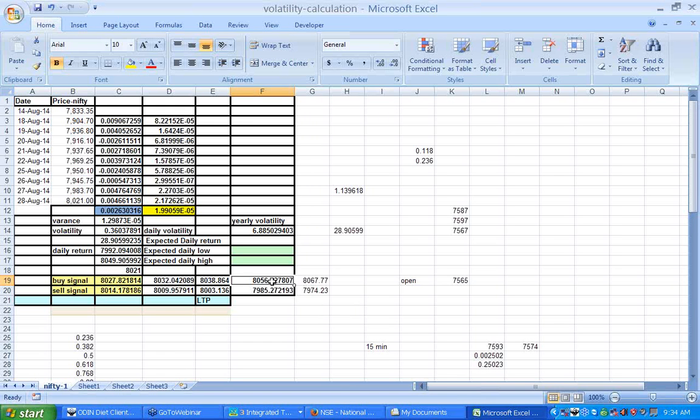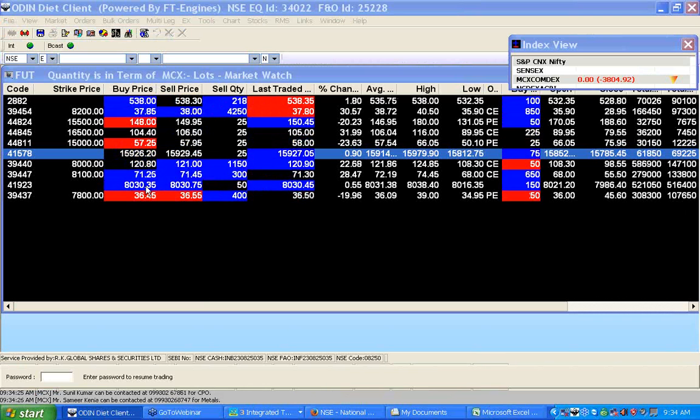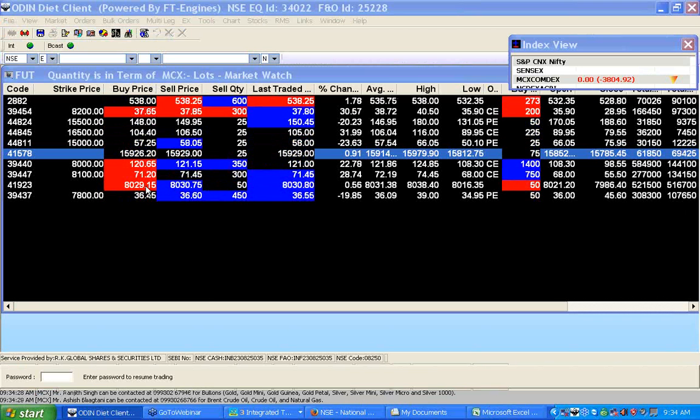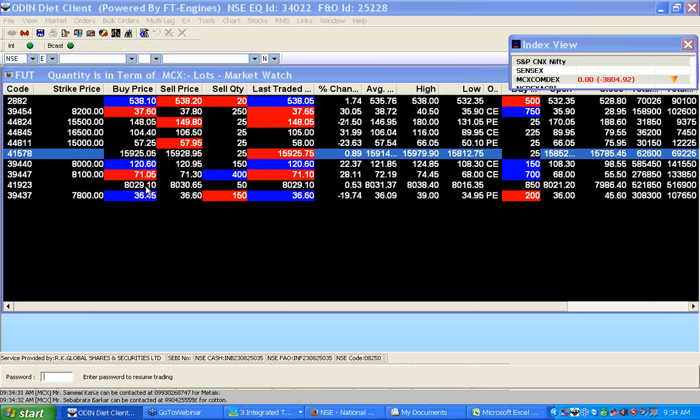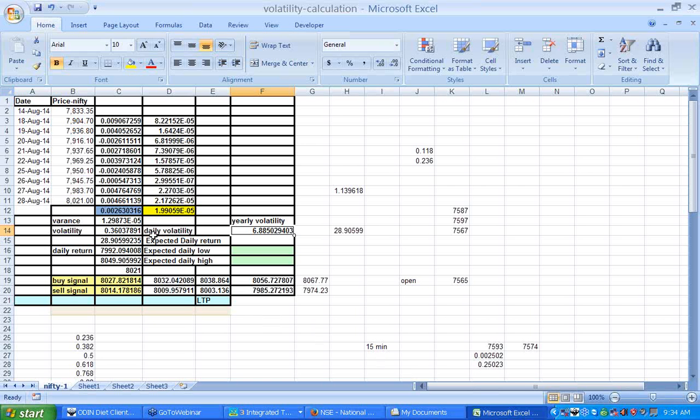Maximum we can expect 8056, which is the 1.236 retracement of the Fibonacci level, and we are at a very low volatility of 6.88. We are at the 8028 level, currently trading. So nothing wrong keeping 8014 as a stop loss if we are purchasing. Nothing wrong if we are buying the Nifty future with a stop loss of 8014 with a maximum target anticipation of 8056.72. This is as per the raw volatility estimate.